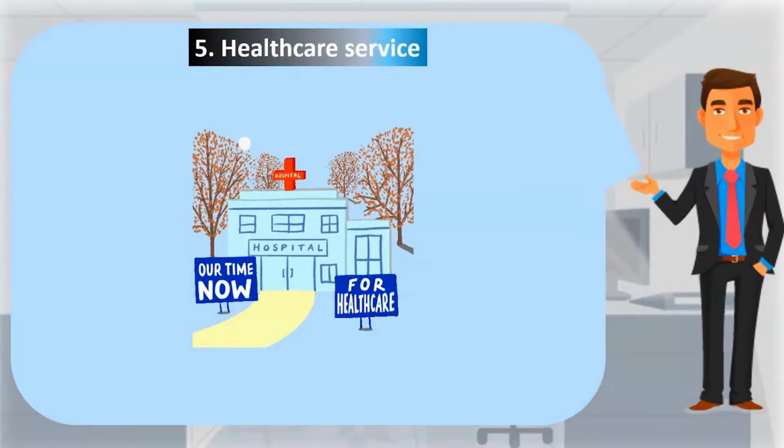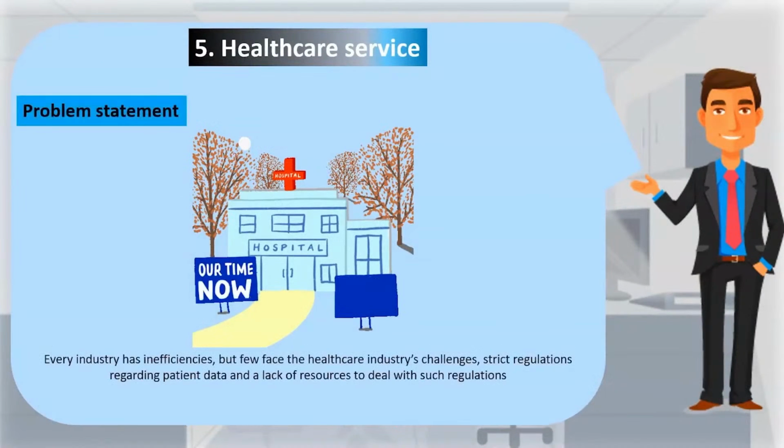The fifth example is healthcare service. Healthcare systems contain numerous burdensome tasks that involve significant resource allocation, such as claim management. This results in high operational cost and slow process. Every industry has inefficiencies, but few face the healthcare industry's challenges: strict regulations regarding patient data and a lack of resources to deal with such rules. Billing takes time after a healthcare service is provided due to manual and repetitive tasks in the management process. The management process includes document and data input, processing, and evaluation, in addition to other time-consuming tasks.